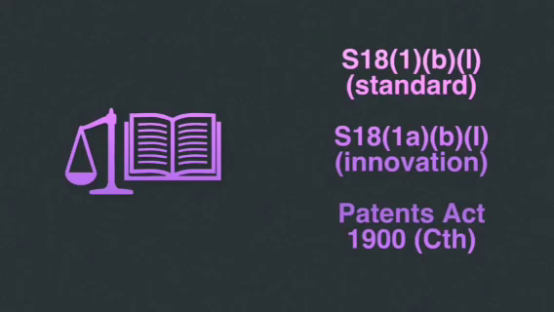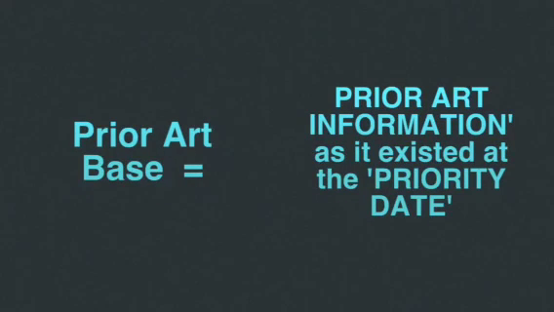Section 18 of the Patents Act 1990 provides that for an invention to be patentable under both types of patents, when compared with the prior art base as it existed before the priority date of that claim, the invention must be novel. The prior art base comprises publicly available prior art information as it existed at the priority date of the relevant patent claim. This includes information that is made publicly available in a document or related series of documents, or through doing an act or a related series of acts, as well as information contained in a published patent application that has an earlier priority date than the application under examination.